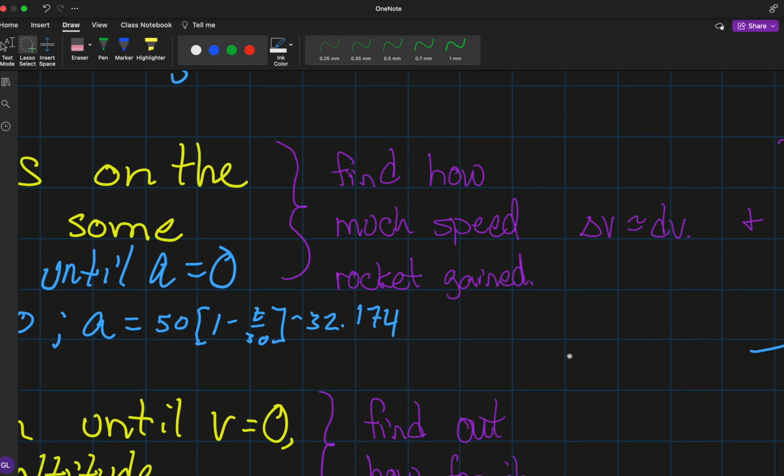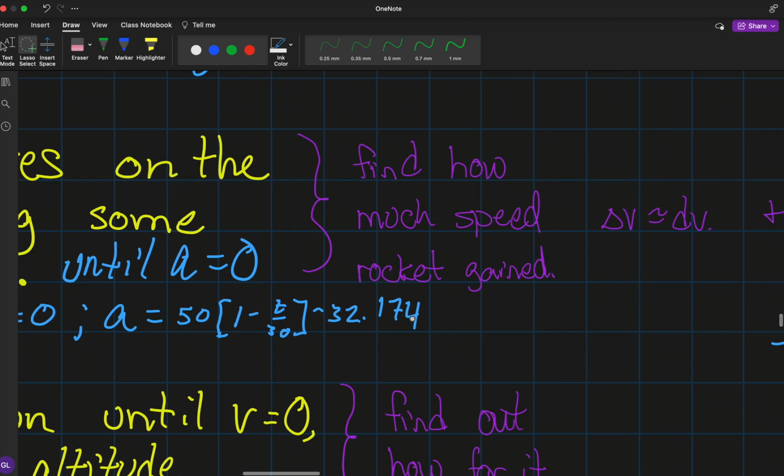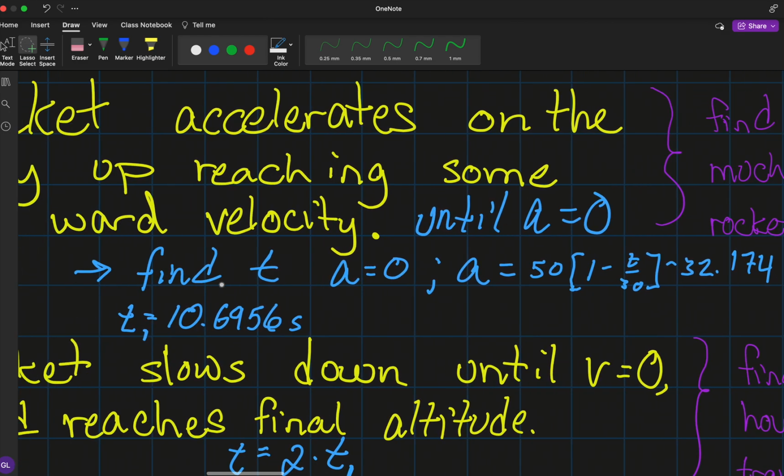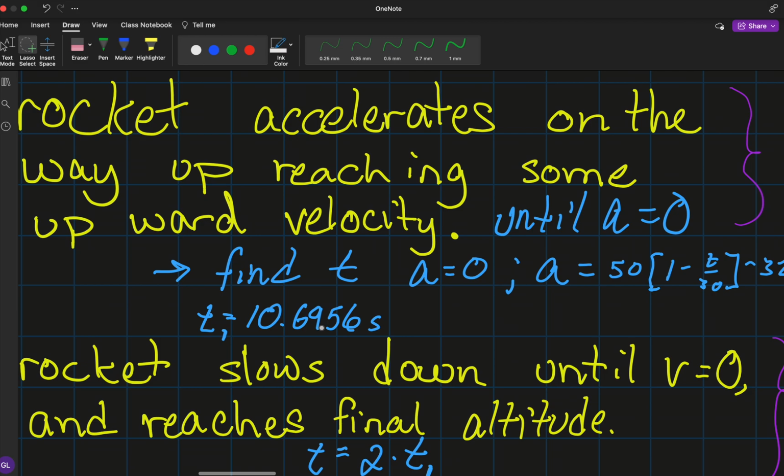So the idea is we can find the time it takes it to reach an acceleration of 0, which ends up being about 10.6956 seconds. So that's the time that the rocket is speeding up on the way up, and then the acceleration is 0. Now, very important, that does not mean that the engines have stopped firing.